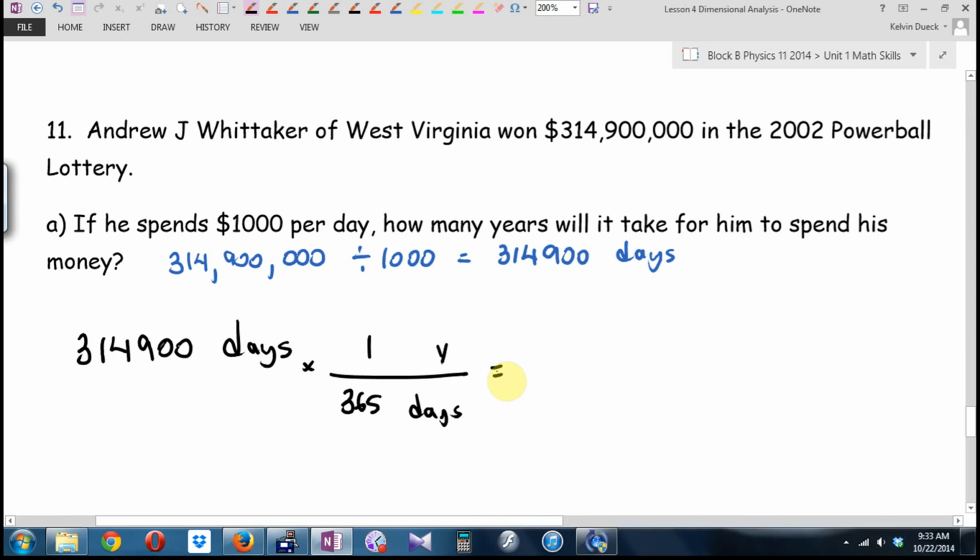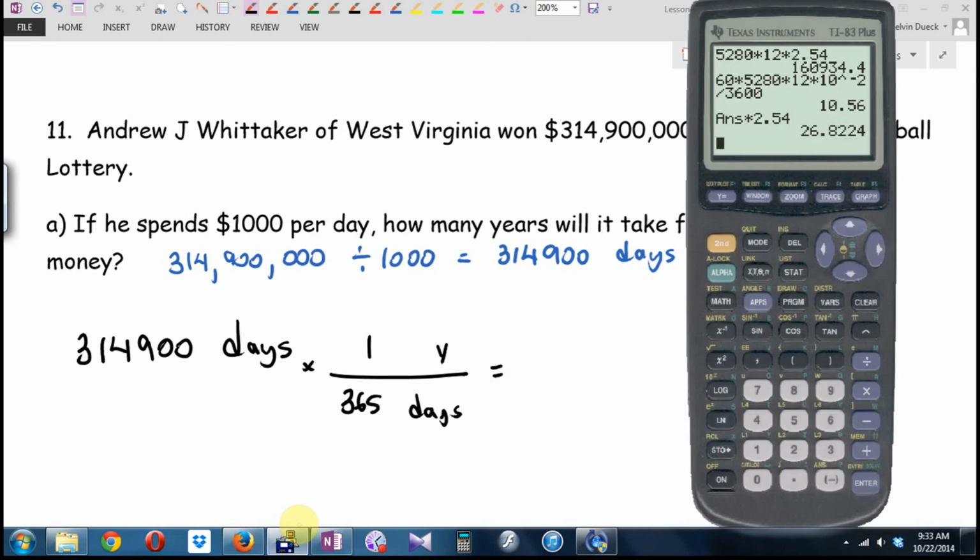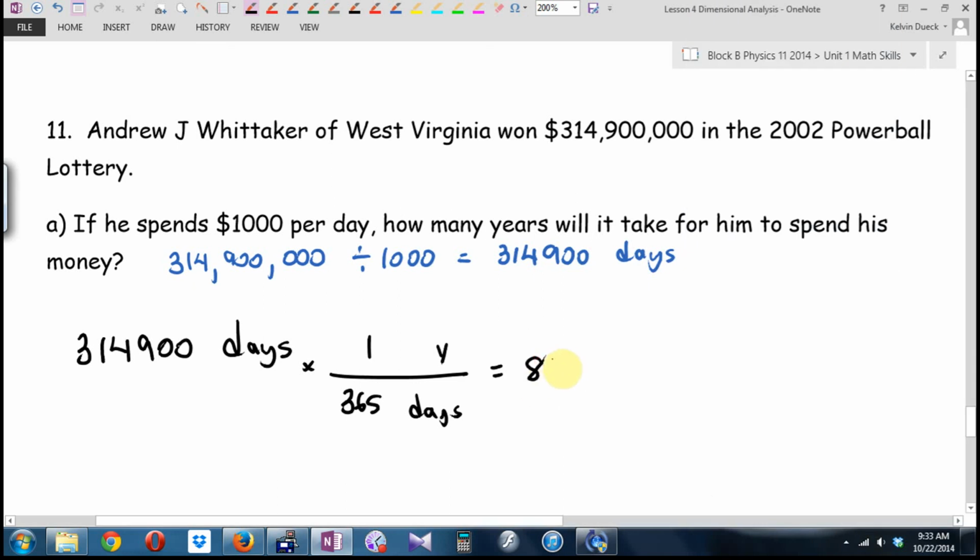If he spends $1,000 a day, can he spend it in his lifetime? How many years? 300 divided by... Oh, can he even come close to spending it in his lifetime? Nope. Let's call it 863 years. Because when you have that much money, rounding off probably doesn't make a big difference.